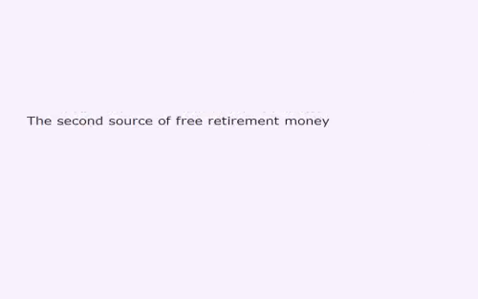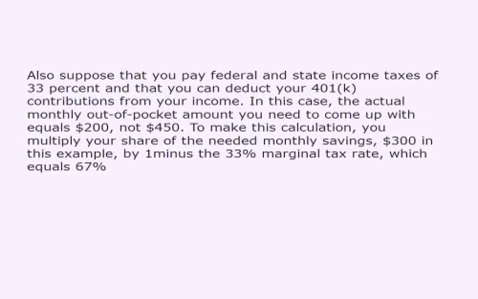The second source of free retirement money. Also suppose that you pay federal and state income taxes of 33% and that you can deduct your 401k contributions from your income. In this case, the actual monthly out-of-pocket amount you need to come up with equals $200, not $450. To make this calculation, you multiply your share of the needed monthly savings, $300 in this example, by 1 minus the 33% marginal tax rate, which equals 67%.